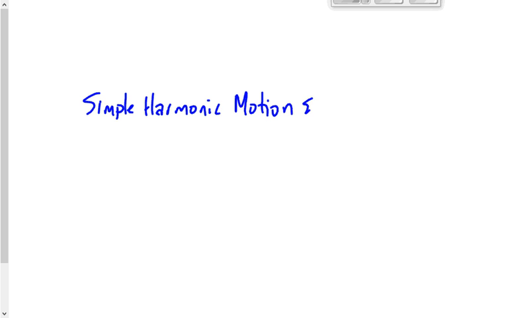Today we want to start our last unit of the year. The unit is called Simple Harmonic Motion and Waves. Now, all of you have some intuitive notion as to what a wave is.